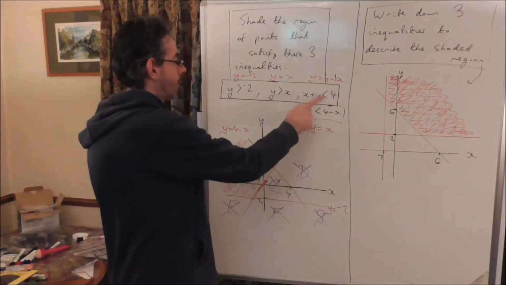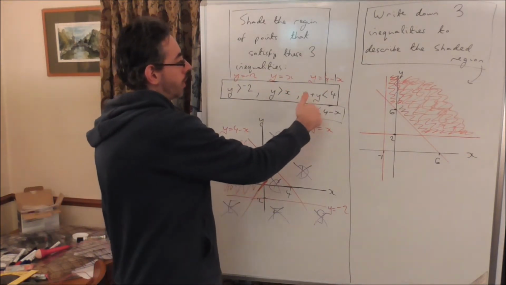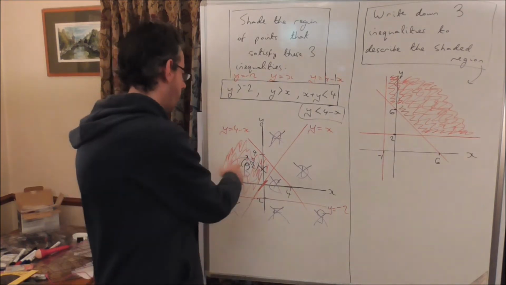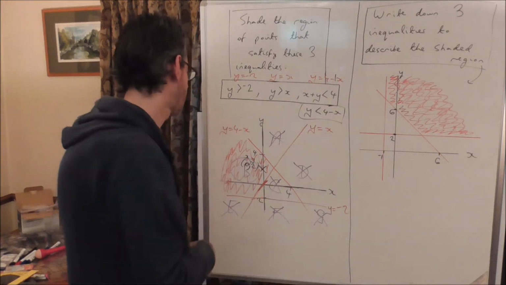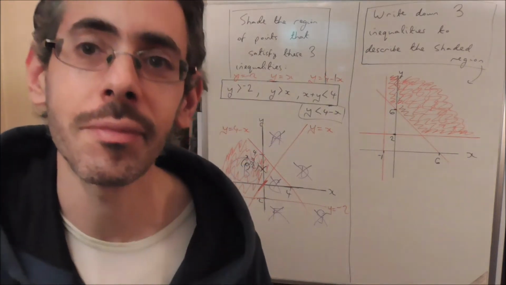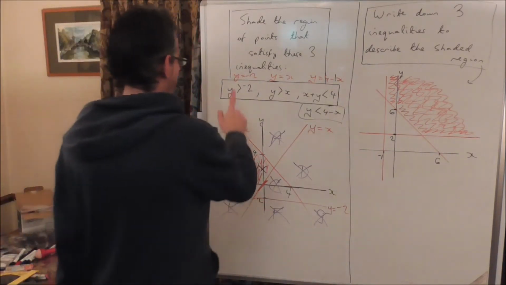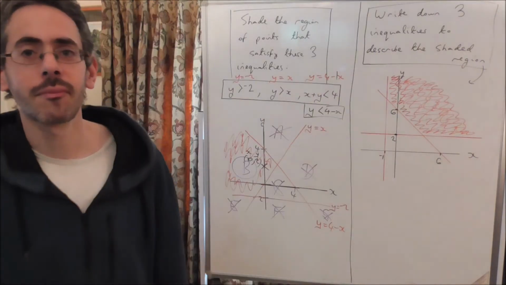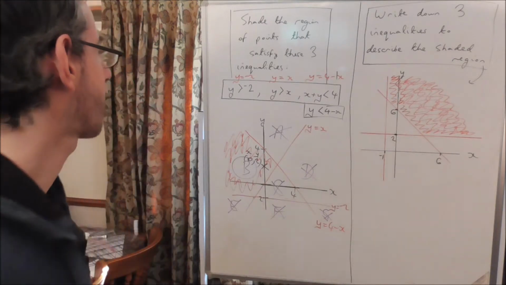Okay, let's just check the last inequality. x plus y is less than 4. Is x plus y less than 4? When you add up the coordinates, do you get a total less than 4? Yes, you do. 0 plus 2 is 2, which is less than 4. So since this point satisfies all three of these inequalities, that means we shaded the correct region. So it was region B.